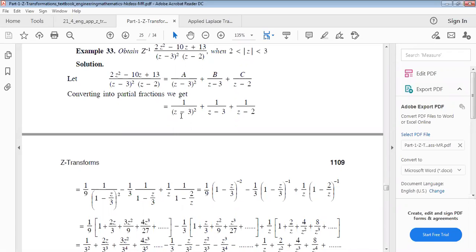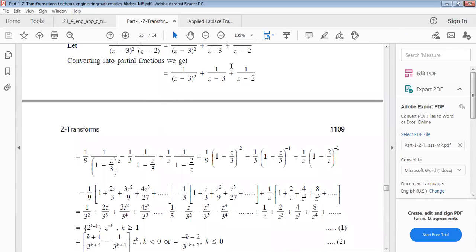This can be expressed as 1 divided by (z minus 3) whole square, plus 1 by (z minus 3), plus 1 by (z minus 2). That means one fraction can be converted into three fractions, where the constant values are A equals 1, B equals 1, and C equals also 1. You have to try this at home to find the values of the constants A, B, C.